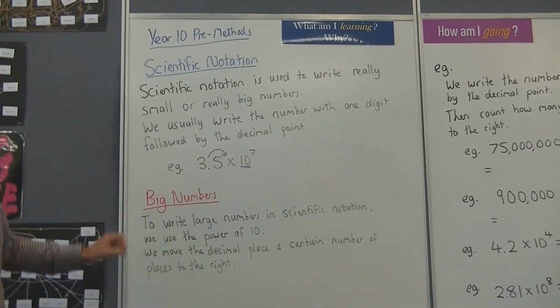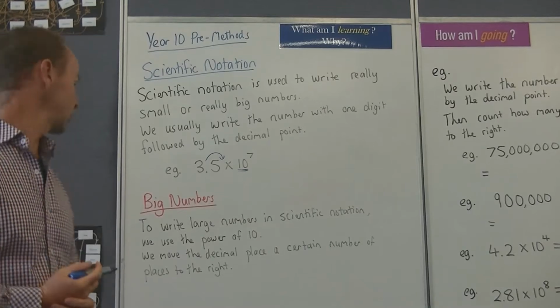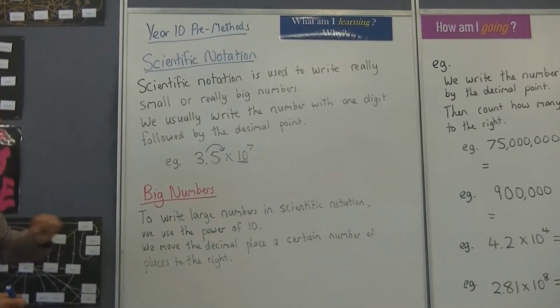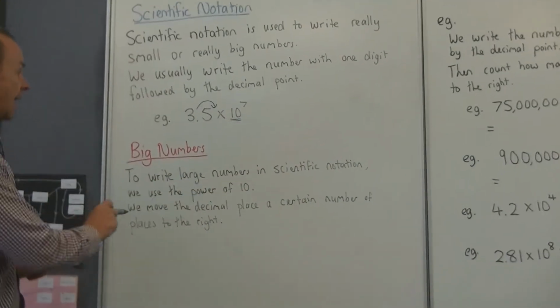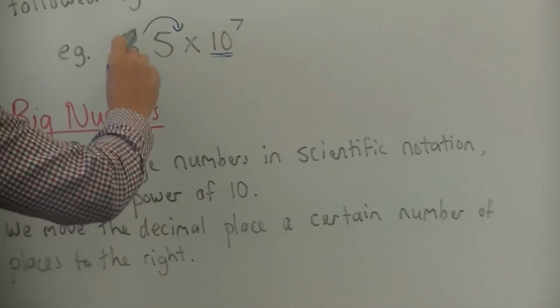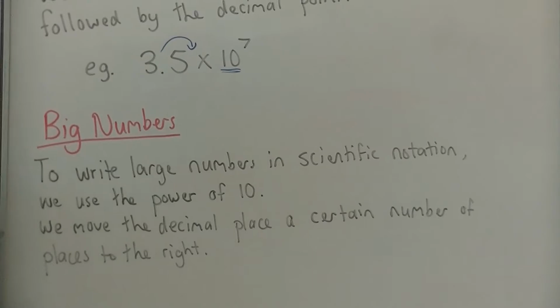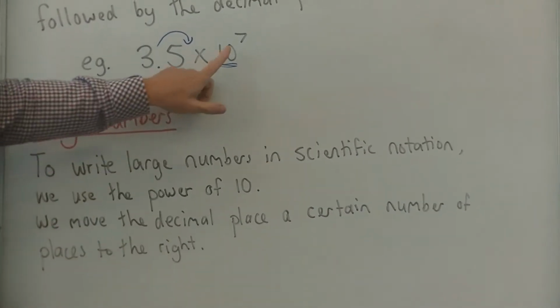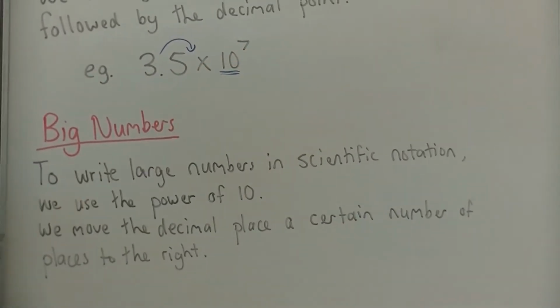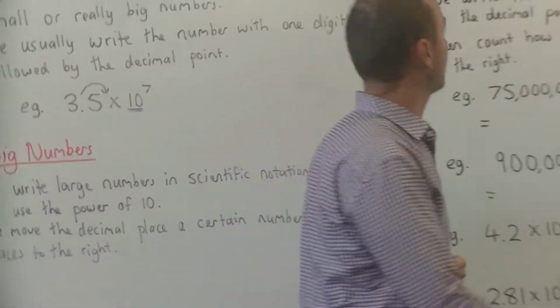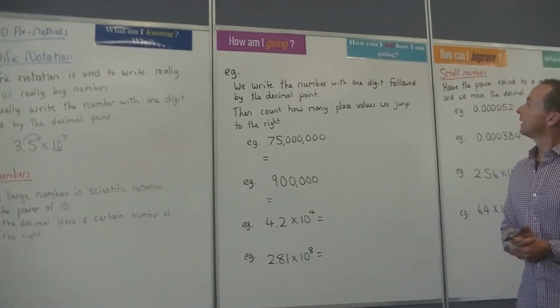So there's big numbers and there's small numbers with scientific notation. For big numbers, we use the power of 10 and we move the decimal place a certain number of spots to the right. So you're jumping these digits to the right, depending on how big the scientific number is. So you can read the notes there. I'll show you some examples.